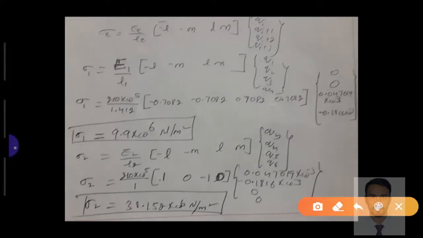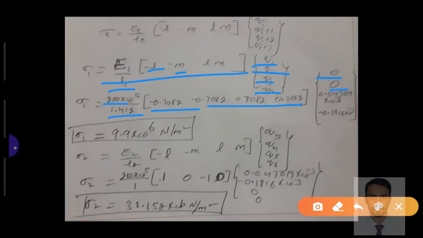Then I have substituted all the values. From the tabular column we have the values of L and M, which I have substituted, and the length of the element from the tabular column, calculated and tabulated in the elemental data. Then Young's modulus E is equal to 210 into 10 to the power of 5, given. Q1 and Q2 are 0 at node number 1 because it is fixed. We have found the Q3 and Q4 values, and I have substituted them here. Then you calculate this matrix and you will get the value 9.9 into 10 to the power of 6 Newton per meter square.